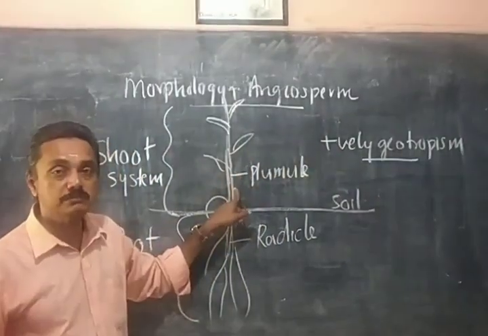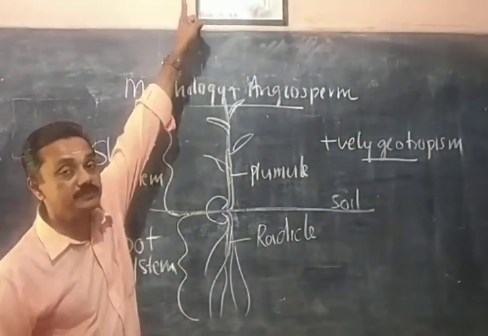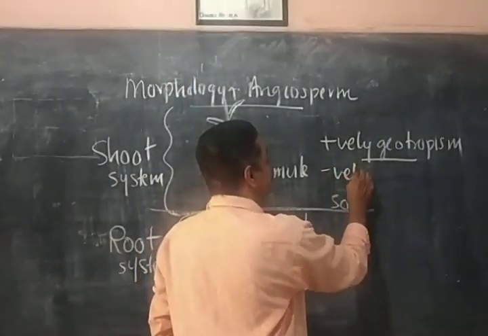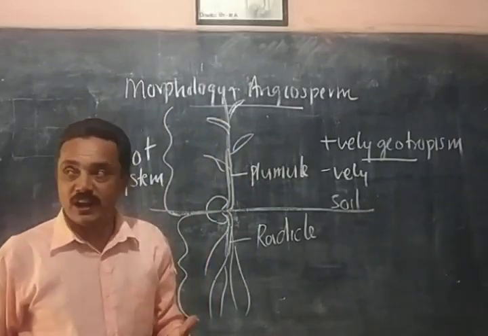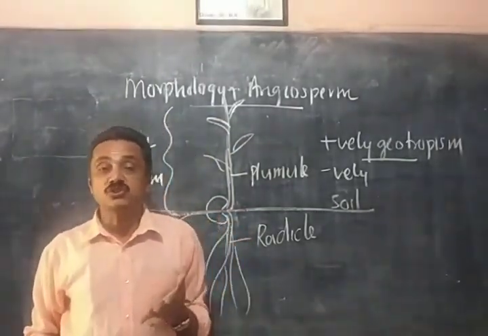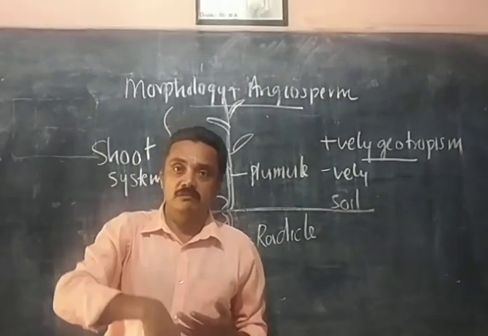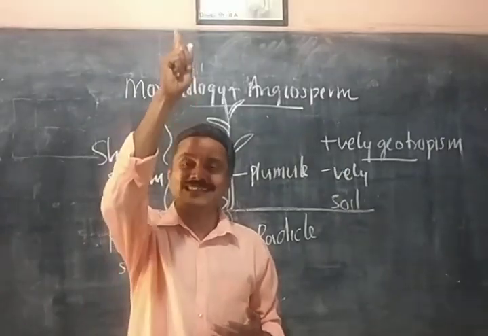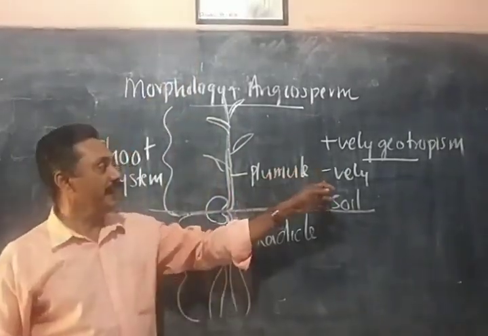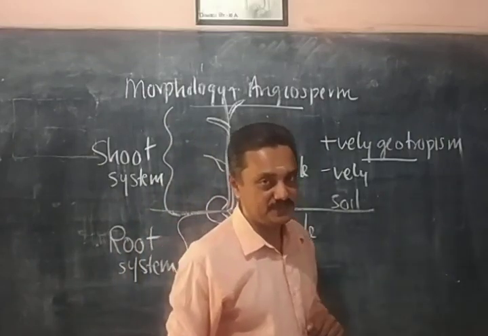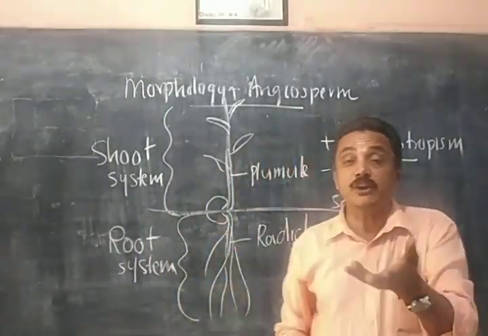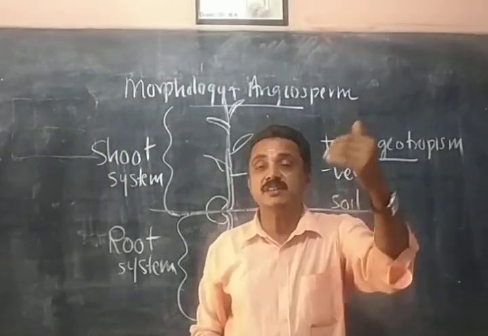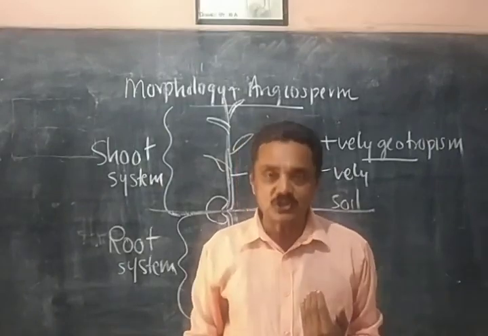But what about the shoot system? This always goes towards the upper side. That is called as what? Negatively geotropic. So as far as root system is considered, root system is growing towards the soil, positively geotropic. Shoot system is growing against the attraction of the earth, called negatively geotropic. So this is another difference between root system and shoot system. So three differences are explained. What are the differences between root system and shoot system?